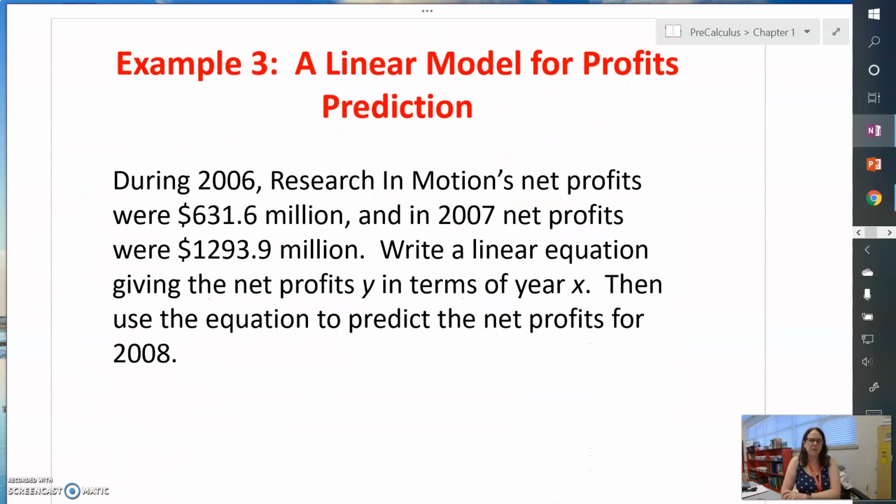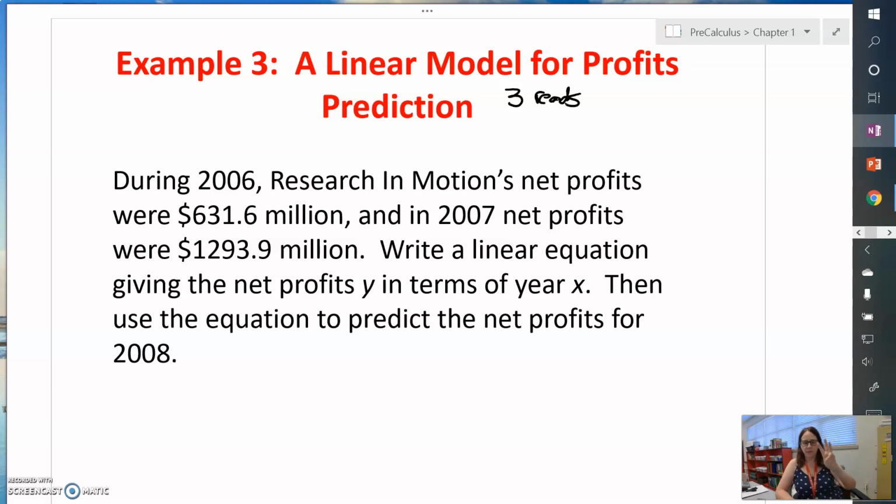Okay, now we're going to do a linear model to predict profits. So this comes from the world of business. This is a practical real-life situation. And when you do these type of word problems, my recommendation is to do 3 reads. That means read it 3 times. And here's why. You're not even going to know what it wants you to do until you get to the end. And by the time you're at the end, you've forgotten the information they've given you. So you can't just read it once and know exactly what to do.